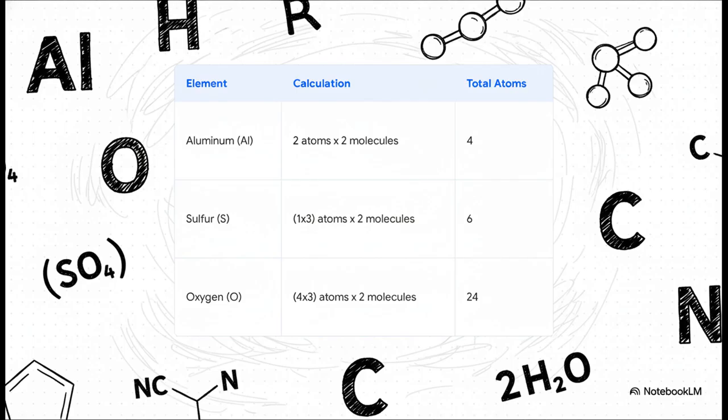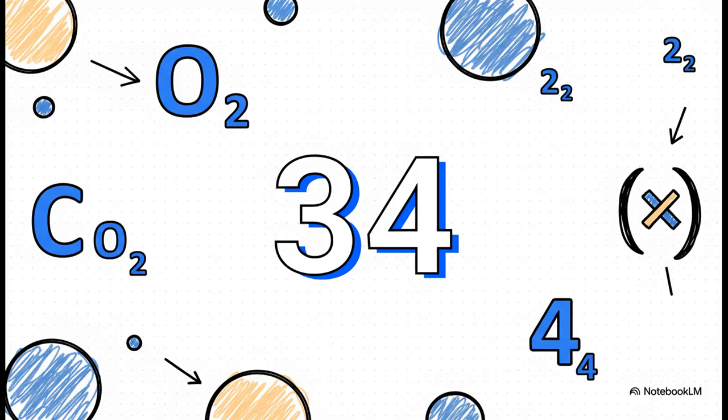For aluminum, we've got 2 atoms inside, times that big coefficient of 2 out front, for a total of 4. For sulfur, it's 1 atom inside, times 3 from the parentheses, times the coefficient of 2, giving us 6. And finally, oxygen. 4 atoms inside times 3 times that big 2, which equals 24. So, what's the grand total? We just add them up. 4 plus 6 plus 24 gives us 34. 34 total atoms. The code is cracked.